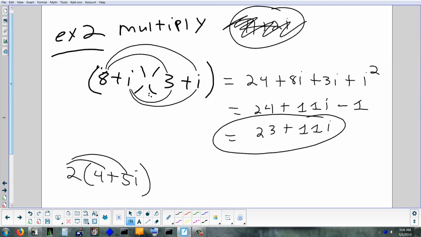Just look at the problem. If you see addition, do addition. If you don't, and it's like this, you're doing multiplication.